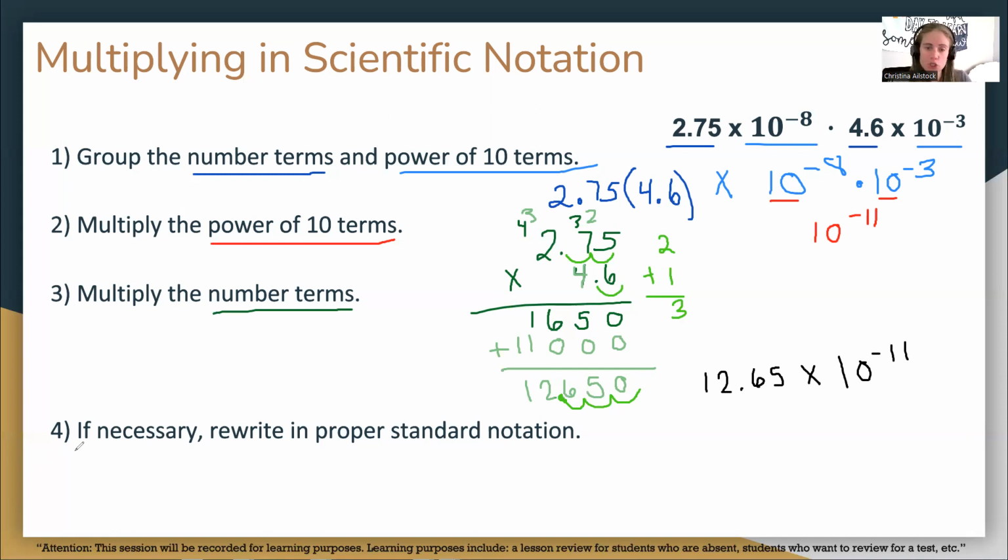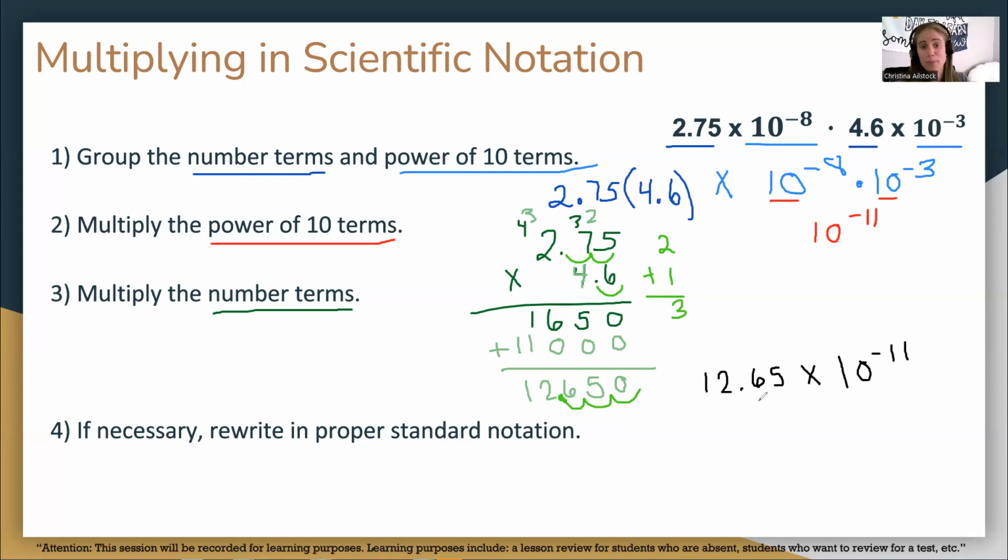What do you think? Do I need to rewrite this one? I sure do. What is wrong with this? Why is this not considered being written in proper scientific notation? Our coefficient right here, our number term, 12 and 65/100ths, doesn't meet our scientific notation requirements. And that requirement is that coefficient, that number term there, has to be greater than or equal to 1 and less than 10. And 12 and 65/100ths is not less than 10. Do you remember how to fix that?